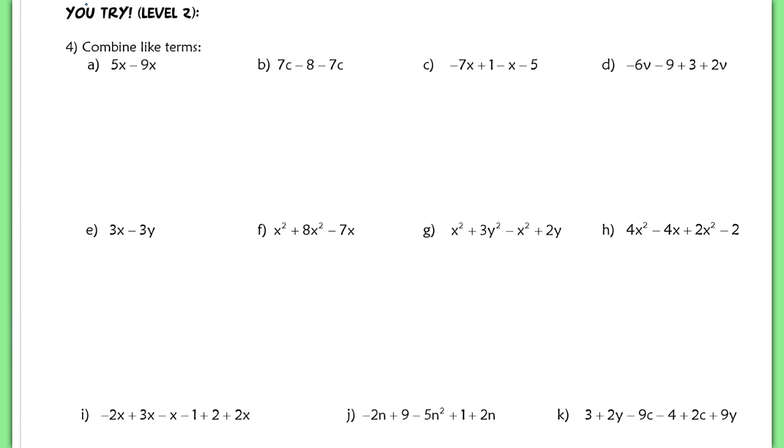Okay, I'd like you to pause the video now. You're going to try 4A through K on your own, and you can go back and look at your notes because these questions are very similar to the ones that we've already completed together. So please try these, and then when you check in your notes, we'll make sure that these are accurate.